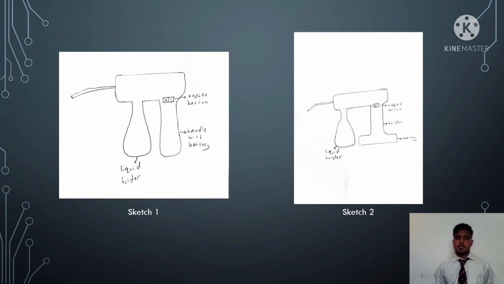Based on the morphological chart, we have produced two types of sketch. Sketch 1 has an on and off button, a handle with battery, and also a liquid holder. Sketch 2 also provides the same specification as sketch 1. However, the difference between both sketches is the location and how we put the battery on the design. So in order to evaluate which sketch is the best, we're going to be using a push chart.